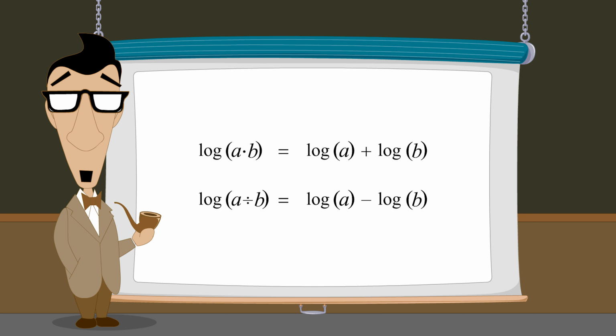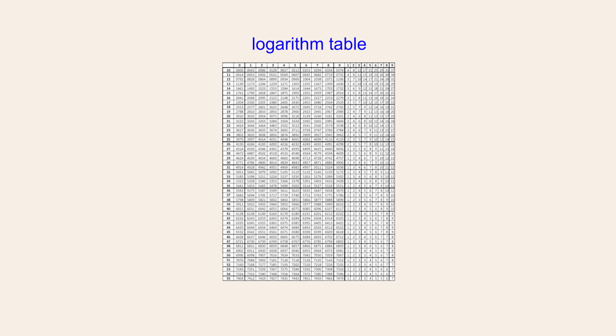So let's see how this property of logarithms can be used to simplify the tedious process of long multiplication and division. The key to using logarithms to multiply and divide was a set of tables created by Napier that allowed numbers to easily be converted to logarithms and logarithms to be converted back to numbers.